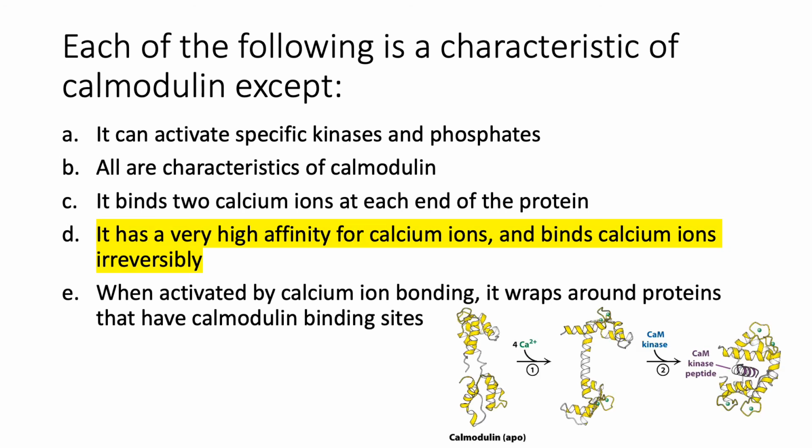The correct answer is D. It has a very high affinity for calcium ions and binds calcium ions irreversibly. In the figure, you could see that it clearly activates kinase, and there are two green dots on each end, which are the calcium ions, and it is also wrapping around proteins. So the only incorrect one is D.